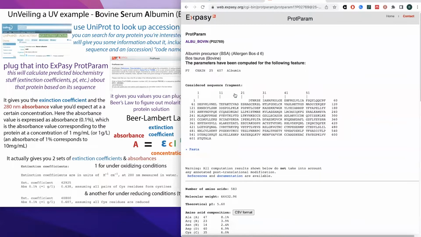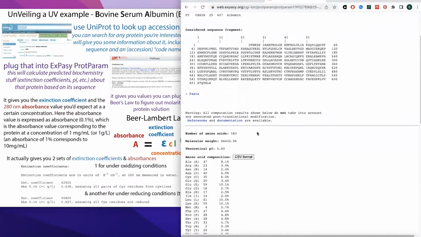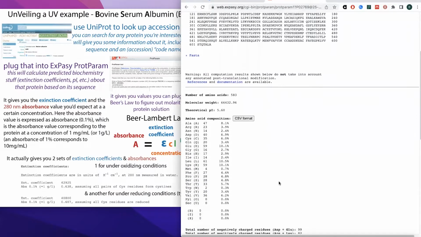We'll get more into later about how you can enter your own custom sequences, such as if you were to make your own shorter versions of a protein when you're doing some recombinant protein expression, so making the proteins in the lab. Okay, so this is the sequence, and now it's going to tell you information about it.